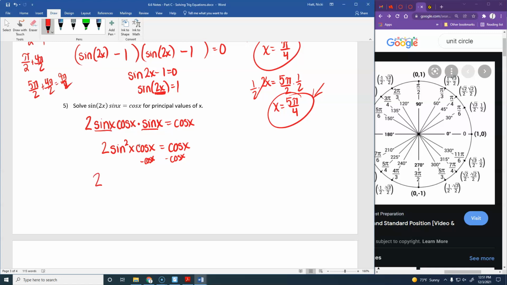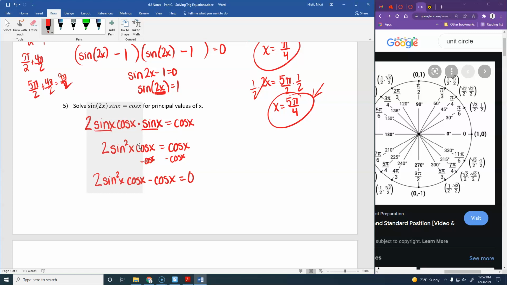We're going to have to just write it 2 sine squared x cosine x minus cosine x. I know that looks worse than it did to begin with, but it's still the right thing to do. Okay? If you divide it off, you will get 1, and you will lose an answer if you do that.